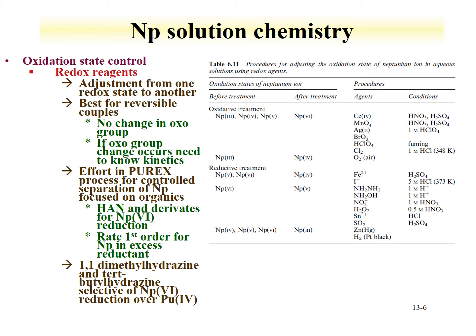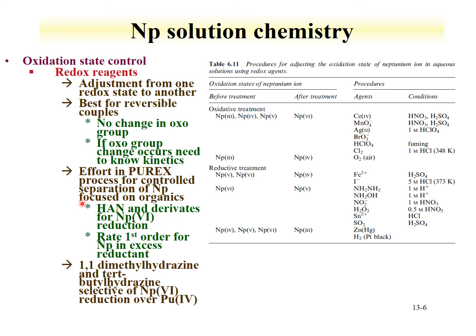This information is important particularly in separations, where in separation systems they may not want neptunium to extract. So neptunium-5 will not extract in a PUREX environment with tributyl phosphate. However, if neptunium oxidizes to the 6 or reduces to the 4, it can extract. So work has been performed evaluating redox control of neptunium in PUREX systems.